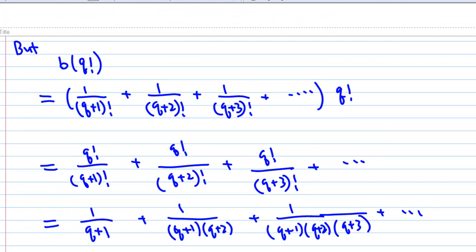By examining closely, b times q factorial is (1 over (q plus 1) factorial plus 1 over (q plus 2) factorial plus 1 over (q plus 3) factorial all the way to an infinite number of terms) times q factorial. And this is equal to q factorial over (q plus 1) factorial, q factorial over (q plus 2) factorial, q factorial over (q plus 3) factorial, and so on. After cancellation, the first term is 1 over (q plus 1), the second term is 1 over (q plus 1)(q plus 2), the third term is 1 over (q plus 1)(q plus 2)(q plus 3), and so on.